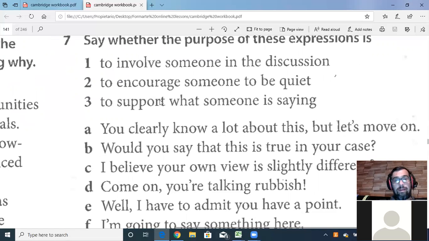Which meaning of quiet? Callado. So, for example, if the other person is just talking and talking and talking, and you want to politely tell that person to be quiet, how can you say that?